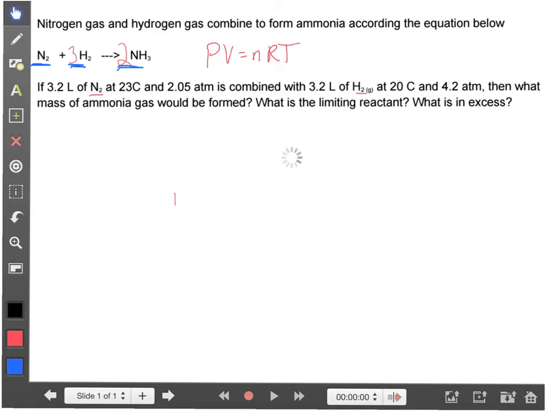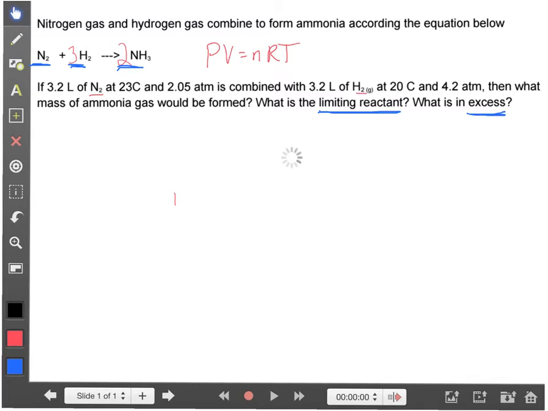When we're dealing with this type of problem, we need to end up solving for how many moles of each of these gases we have, so we can finally determine how much NH3, or ammonia, we can form. That's really what they're asking for about the limiting reactant and the excess reactant.